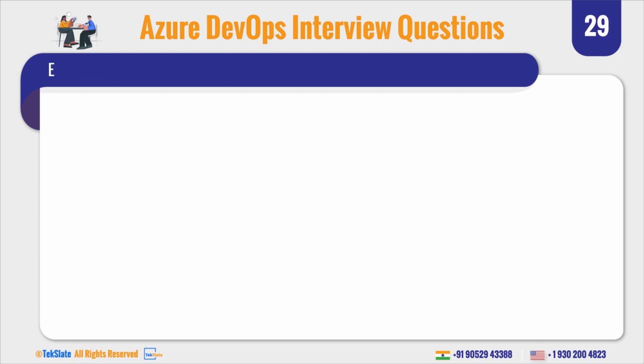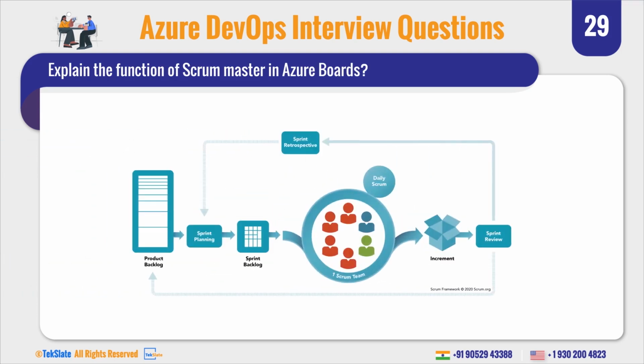The next question is, explain the function of Scrum Master in Azure Bots. So Scrum Master is always on the lookout to remove all the hindrances, resolve the impediments, and other blocking issues that arise during a sprint. They are continuously ensuring the improvement of the team. So they can be called part team members, part cheerleaders, and part coaches.